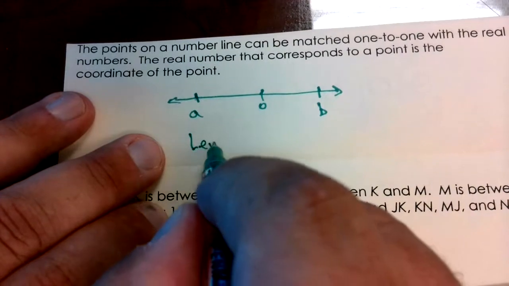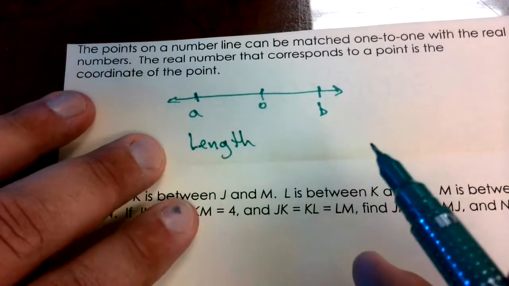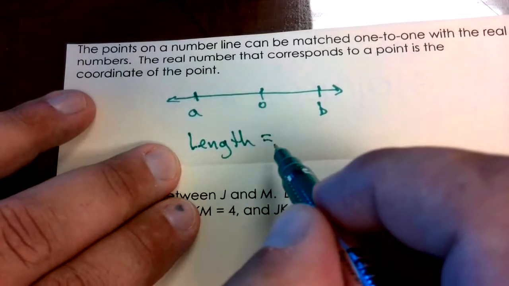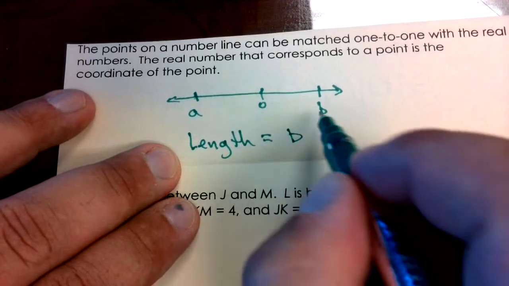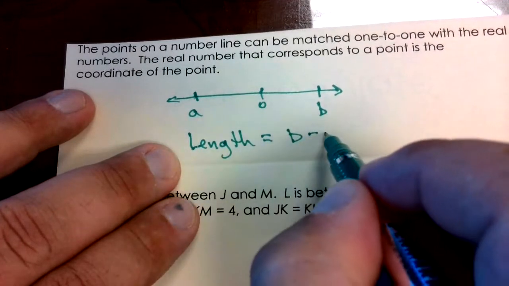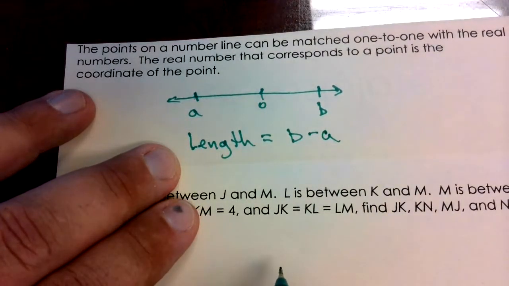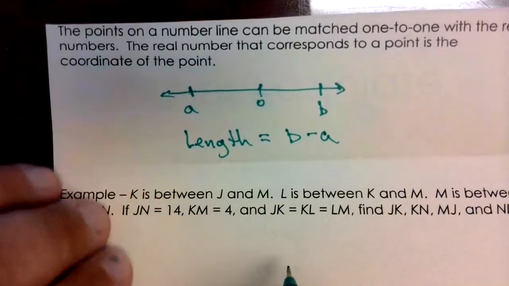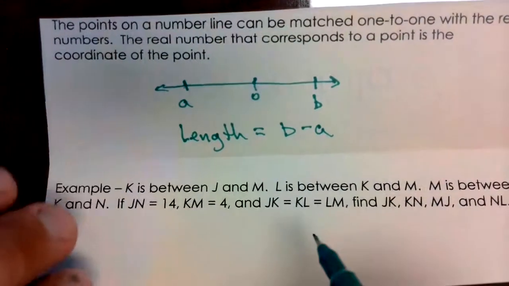And really where this comes into play is if I want to find the length, what I do is I just take the bigger one, B, minus the smaller one, A. So B minus A, that's length. And that's what the ruler postulate really helps us with.